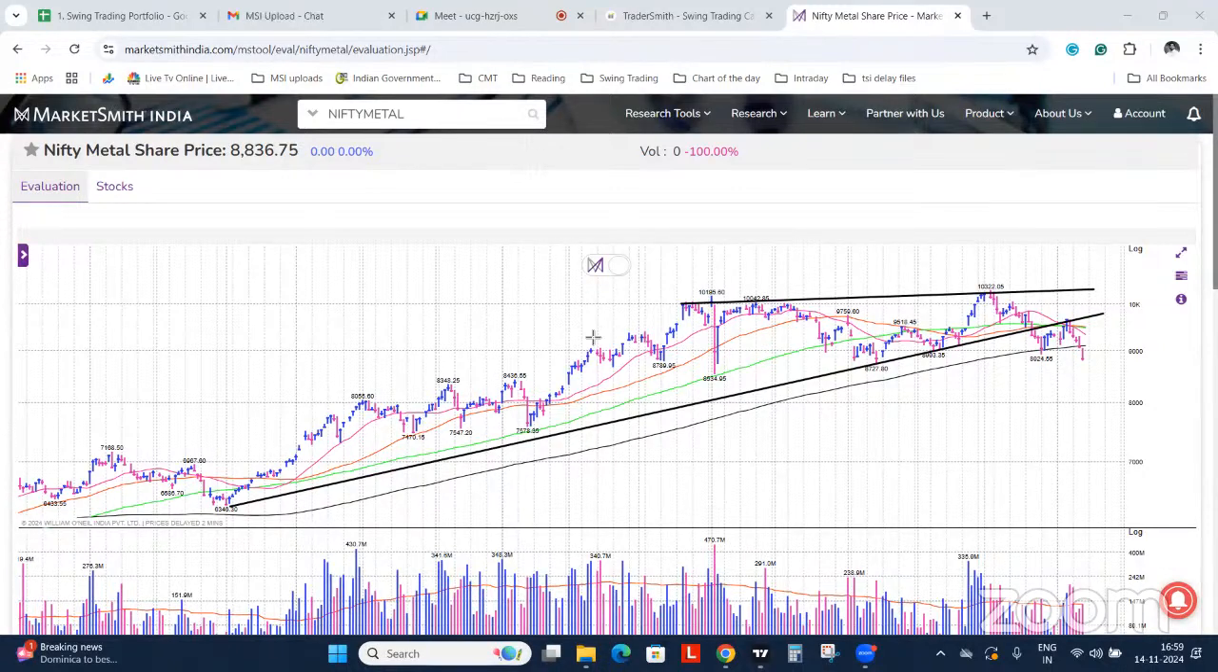But yes, some bounce back cannot be denied. A bounce back may happen at any point of time. But the question is whether that bounce back will be considered a valid reversal or not. We don't know; only time will answer the question. But currently it looks like some bounce back may happen. Let's see how things improve in the coming days.